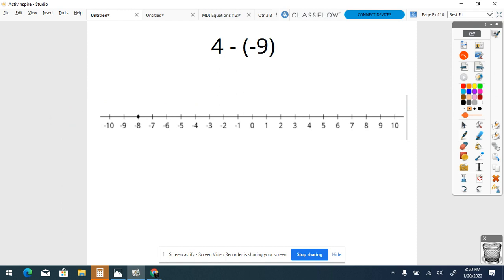All right, 4 minus negative 9. All right, go ahead, pause it and see if you can complete the number line.